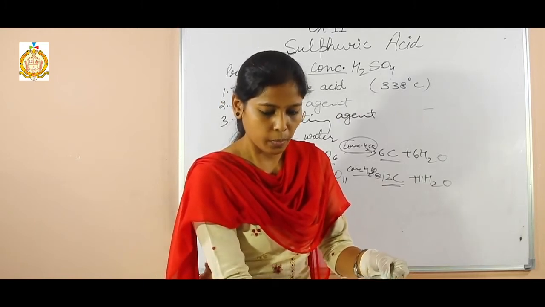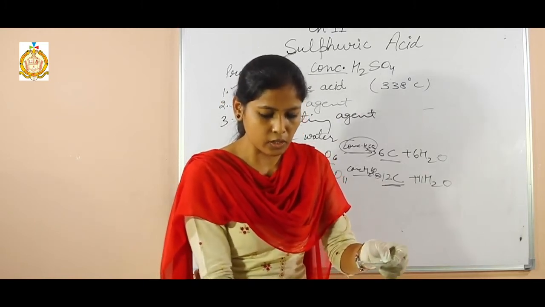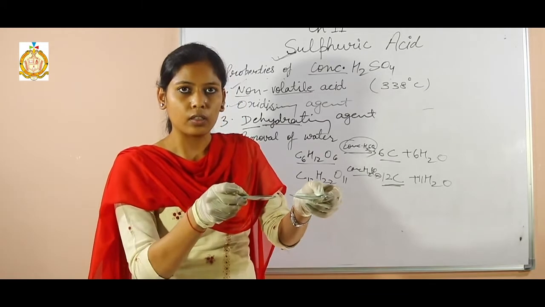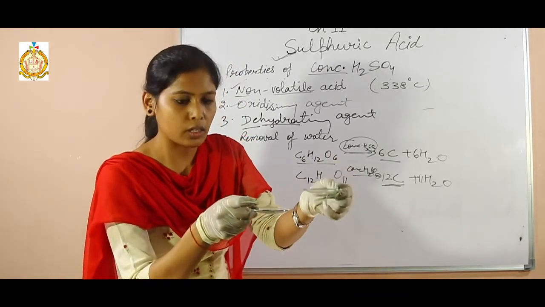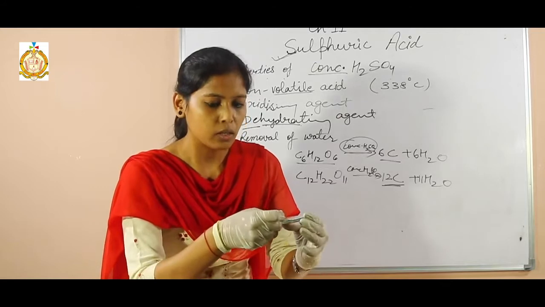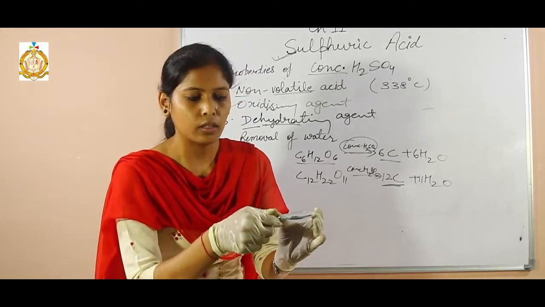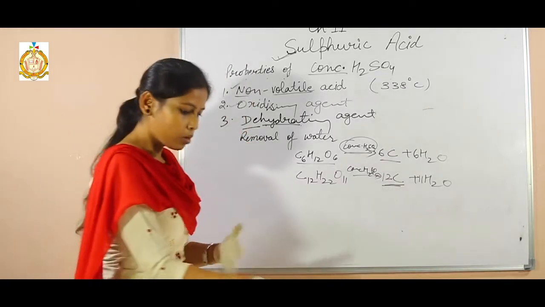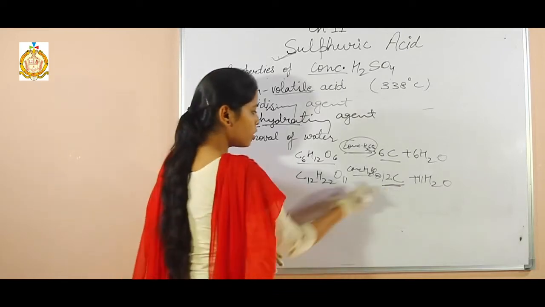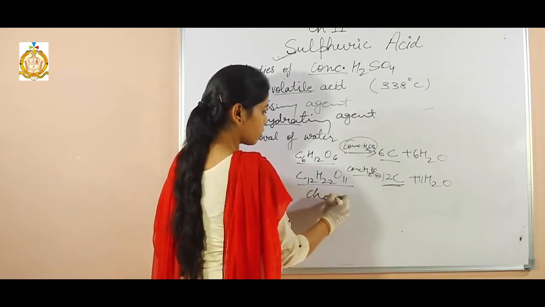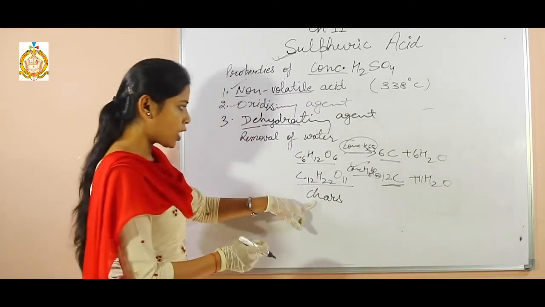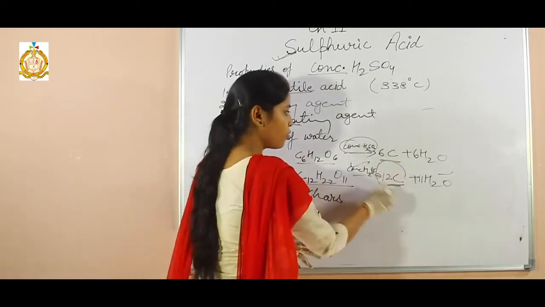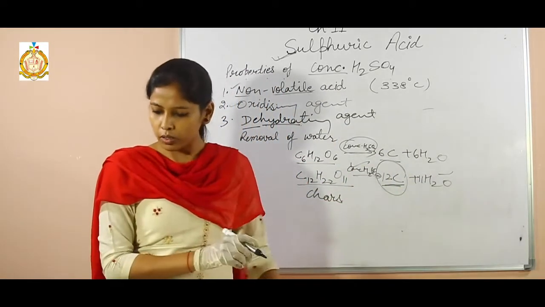After some time, again we will keep it, then you can see the change. After some time, it will give you a black spongy mass like this. These sugar crystals will change into this black spongy mass. So next, why does this turn black? Because this sugar is charred by the concentrated sulfuric acid. Char means burn. Sugar is burned and water molecules are given out, and what is left? Only carbon, black colored carbon, is left.